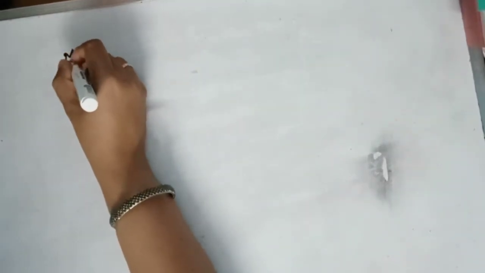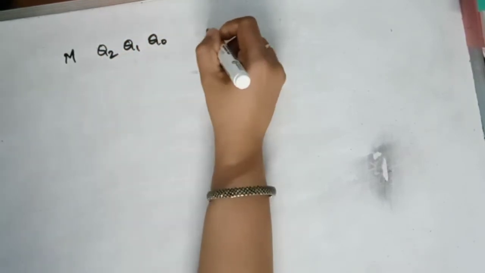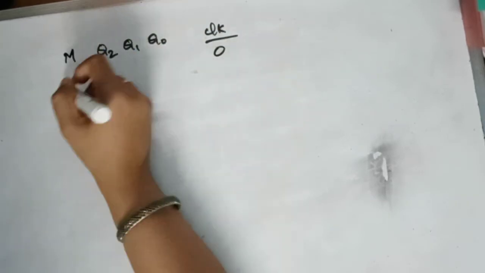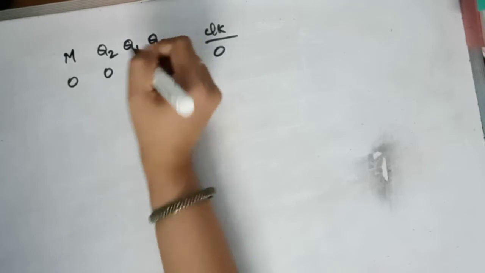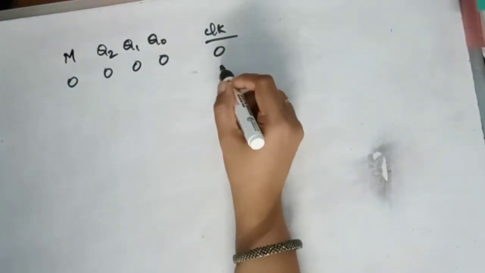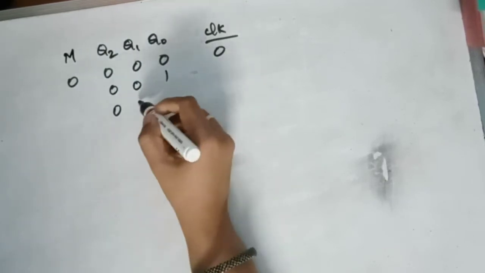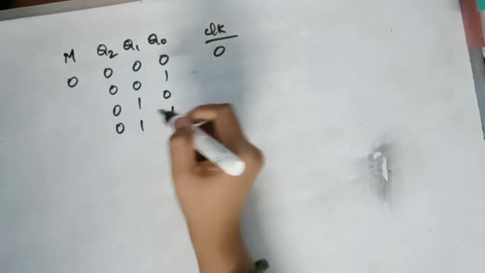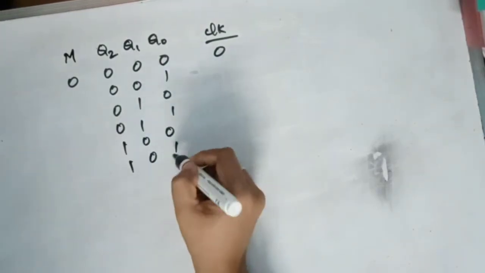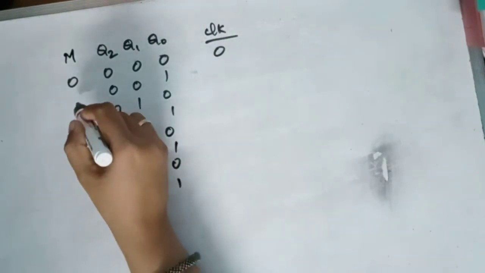So, how do you write the truth table for an asynchronous up-down counter? You can just combine both the synchronous and asynchronous truth tables. You'll be keeping an extra bit m, so it will be m, q2, q1, q0. Clock 0 means, if m is 0, it is 0. Then m is 0, for all these m is 0.